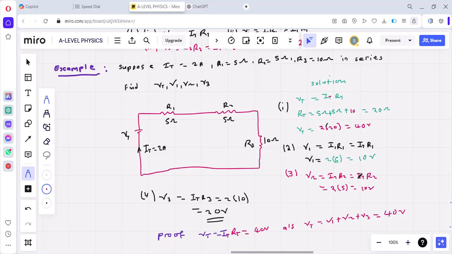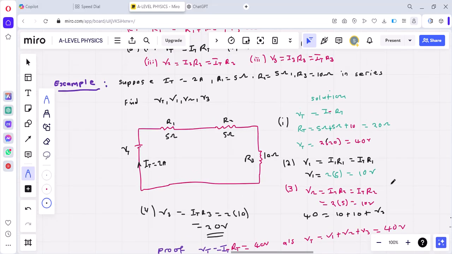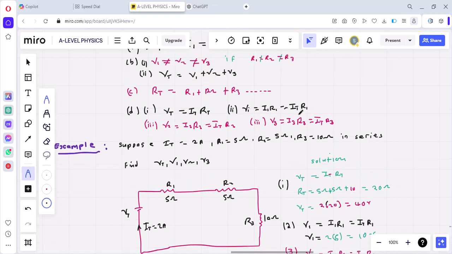So you can solve for voltage 3 here, since you know the total voltage, which is 40. Then you add all the voltages: 10 across resistor 1 and 10 across resistor 2, plus voltage 3 which you are solving for. This implies you want to use this hint here.